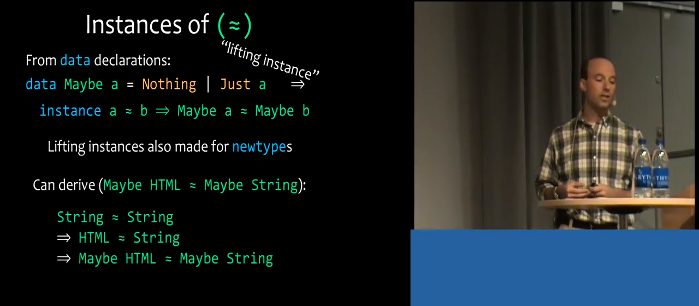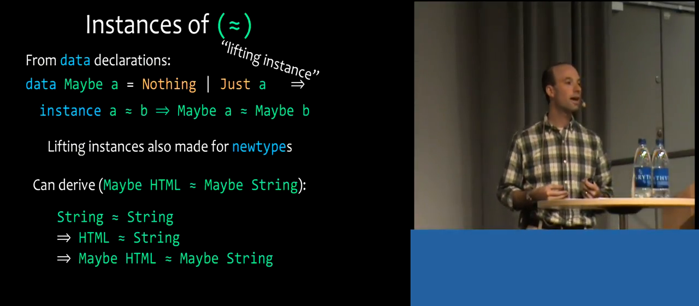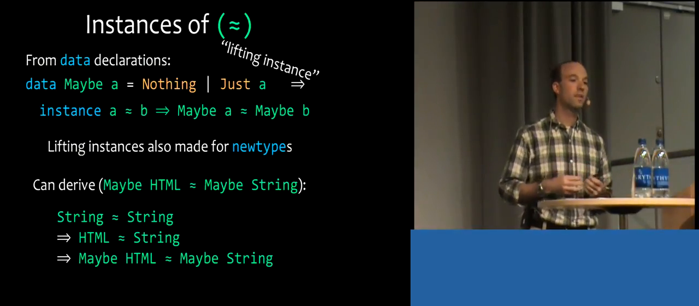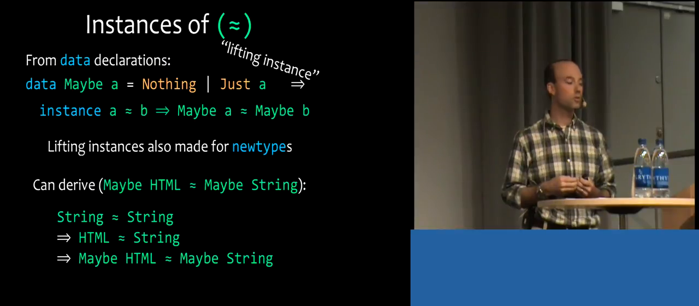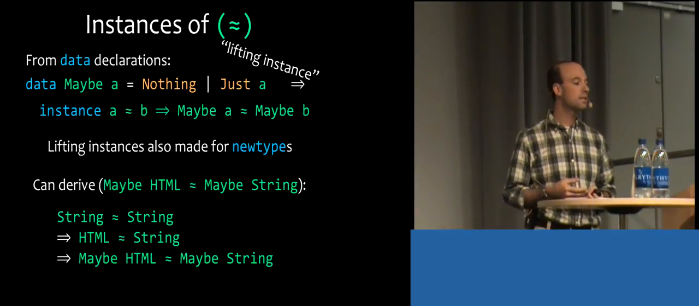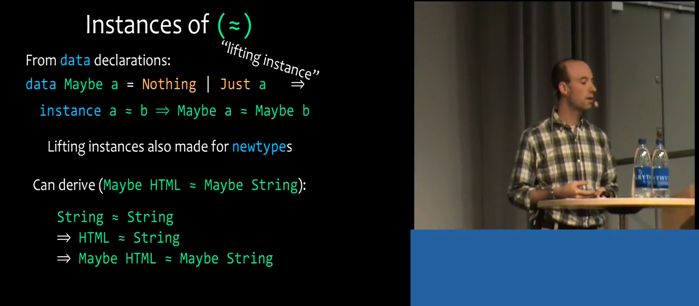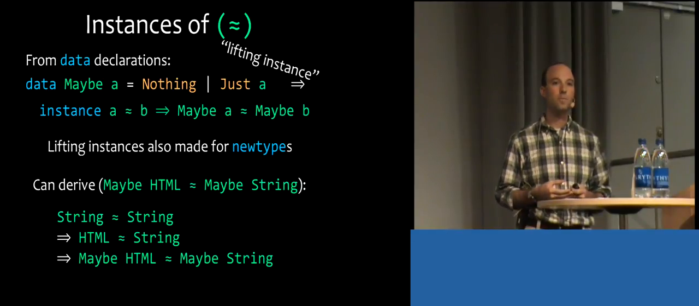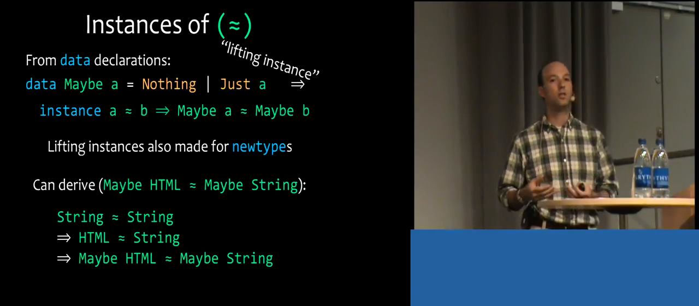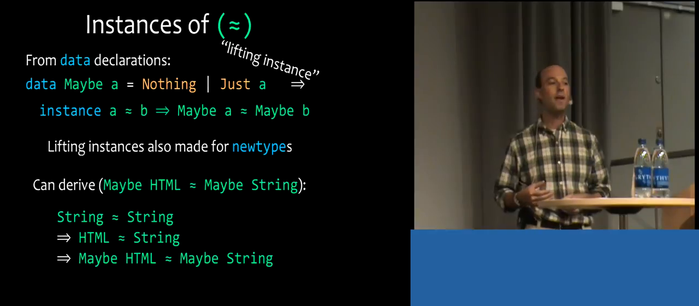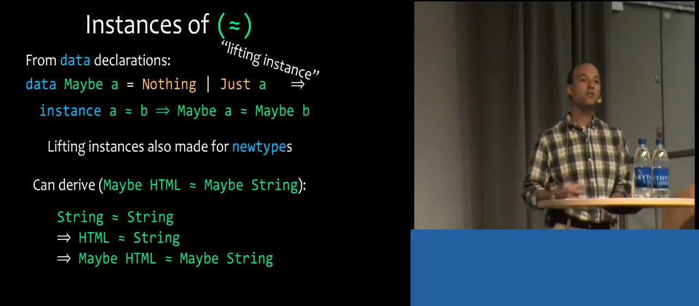Here's an example of this in action. So we also start with reflexivity here. String is coercible to string. Use a wrapping instance to get HTML as coercible to string. And then we use the lifting instance toward the top of the slide to show that maybe HTML is coercible to maybe string. Working with lists is the same way, and so this is how we get that coercibility that we wanted from the first slide.